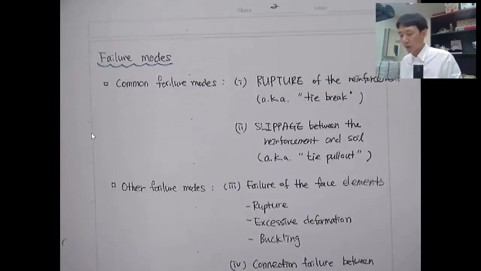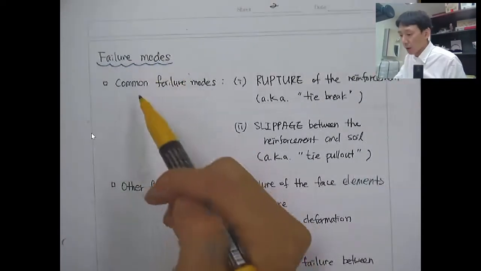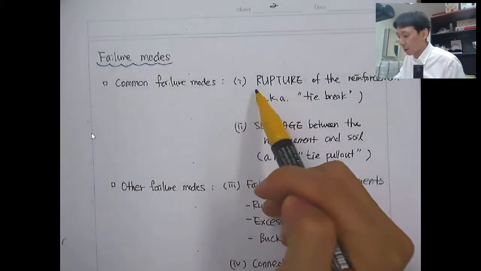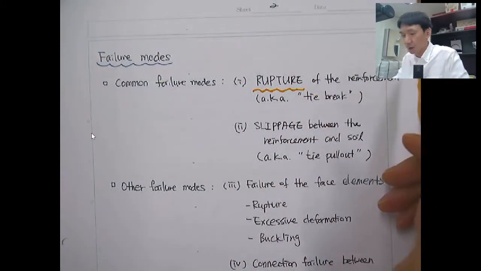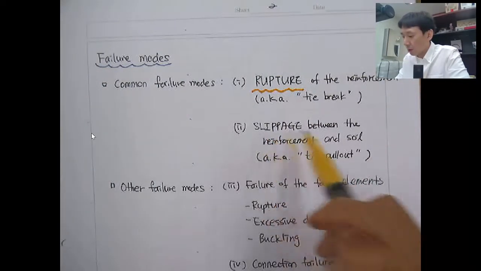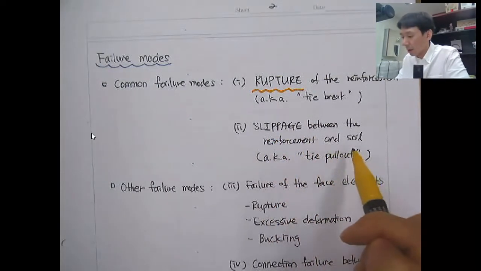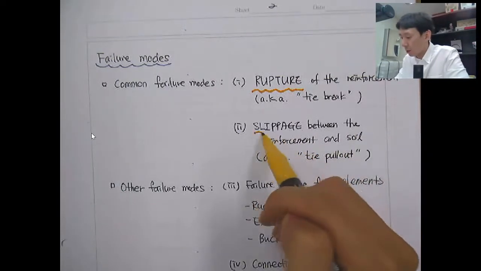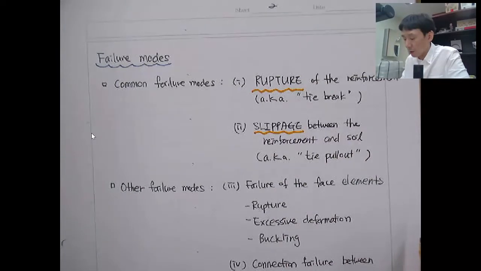We talked before about the general failure modes. The first common failure mode is the rupture of the reinforcement, also known as tie break, and the second is slippage between the reinforcement and the soil, also known as tie pull out. The other internal failure modes are failure of the facing element, like rupture and excess deformation, or excess deformation and buckling. And the last one is the connection failure between the tie and the face element.